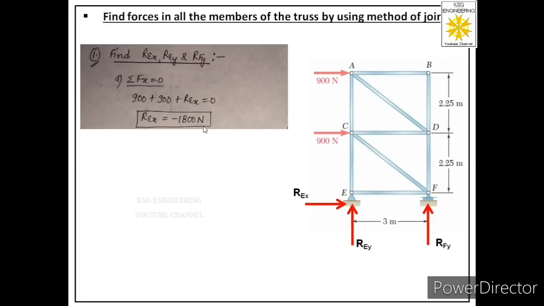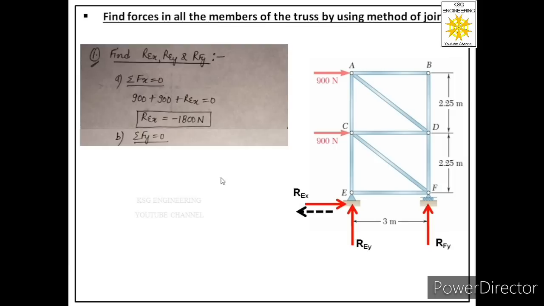So we have concluded that REx has a magnitude of 1800 Newton, but it has a negative sign. That means the assumption which we made for the direction of REx at the start is not correct. Actually, it is acting towards left. So this is the correct direction of REx.